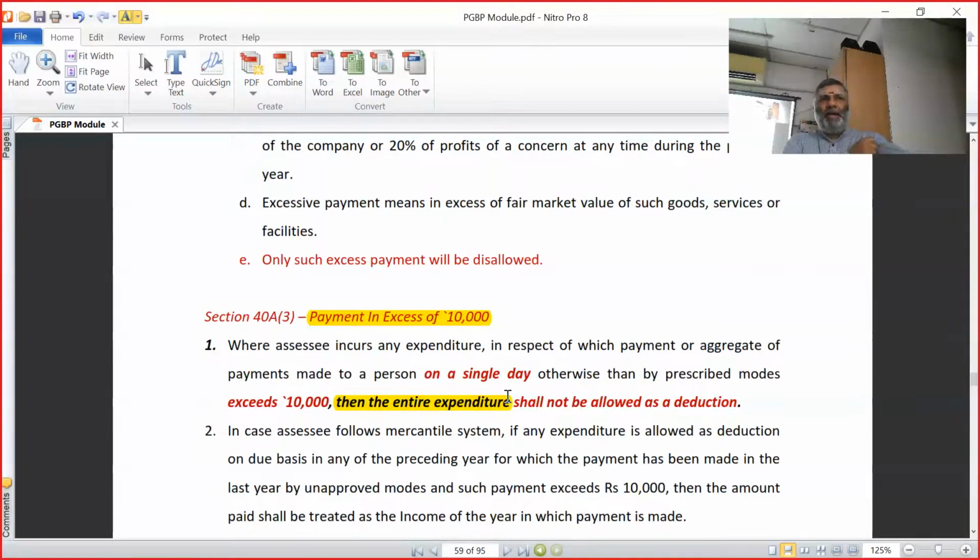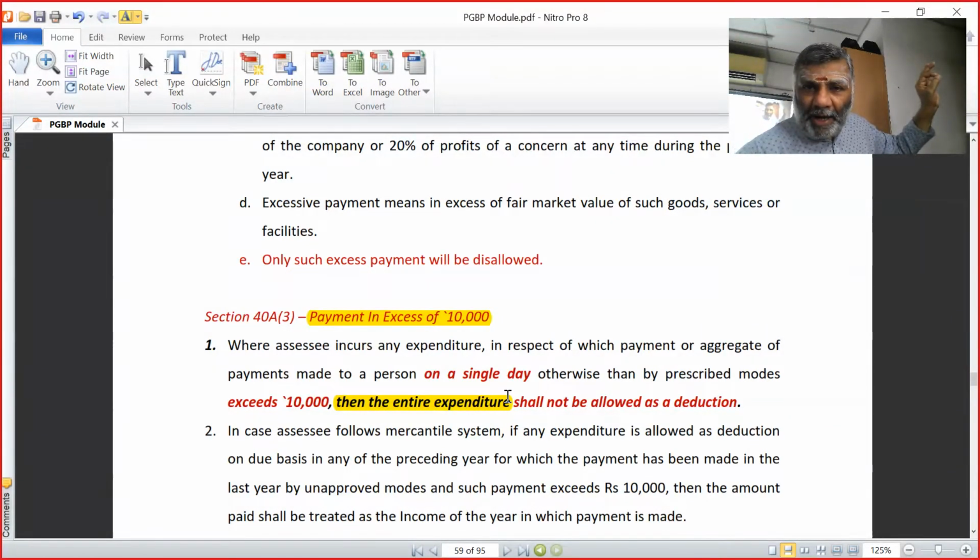Okay, right. Now imagine a circumstance. If I pay more than 10,000 on a single day to a particular person, what happens? The entire expenditure is disallowed. Very good, it is Ananya. True, the entire expenditure is disallowed. Suppose, Ananya, imagine a case.